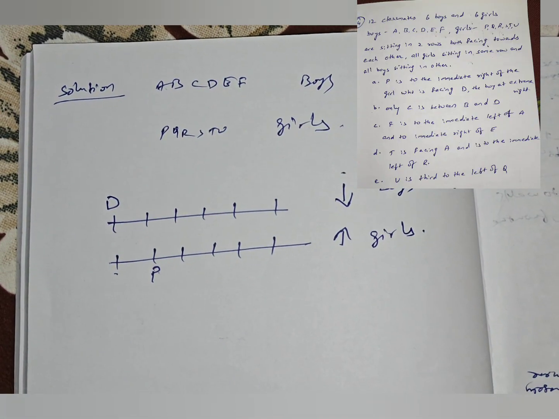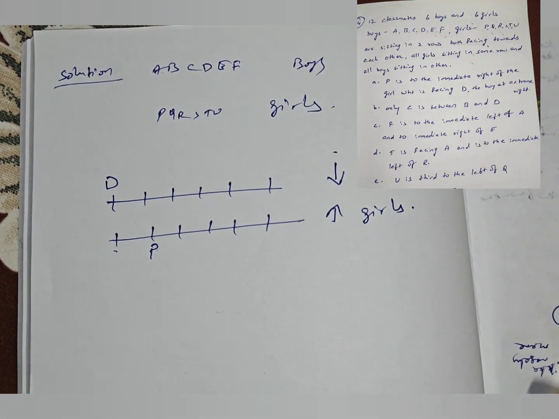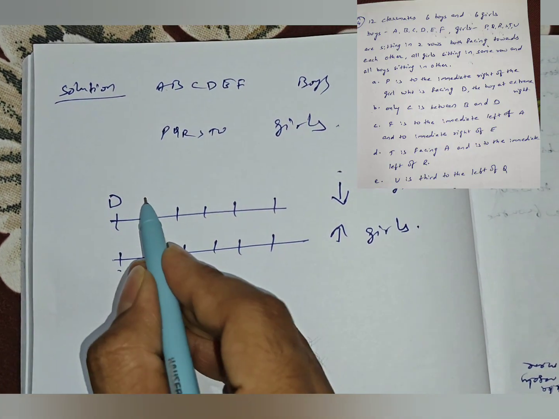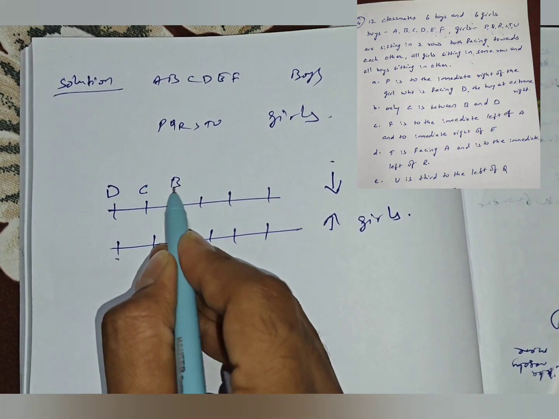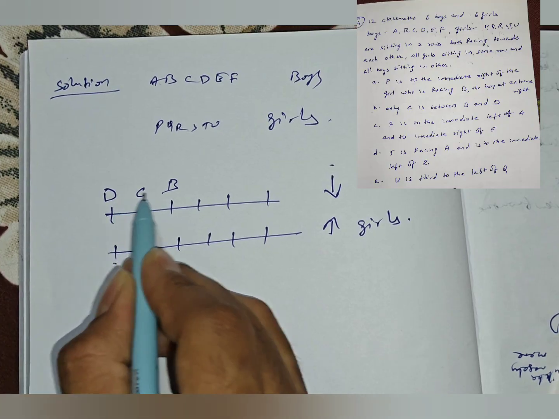Next, only C is between B and D. So if D is here, then C should come here, then B should come here, because C is between B and D.